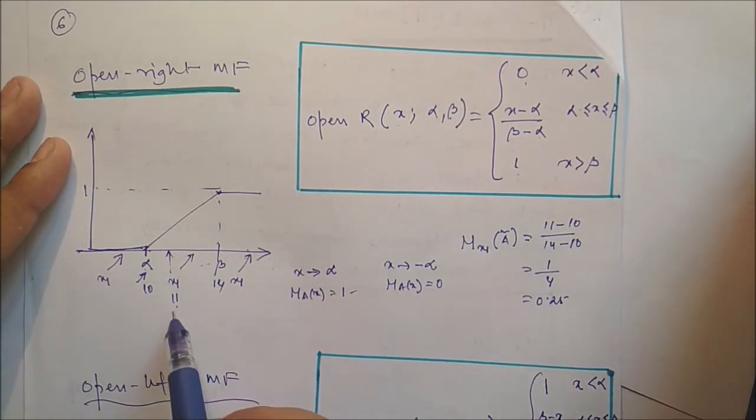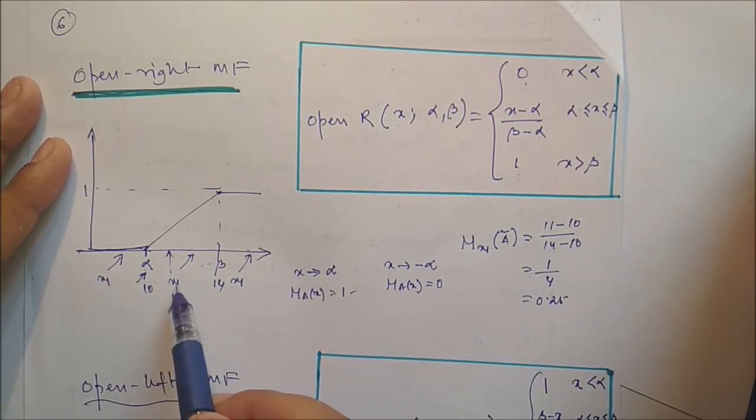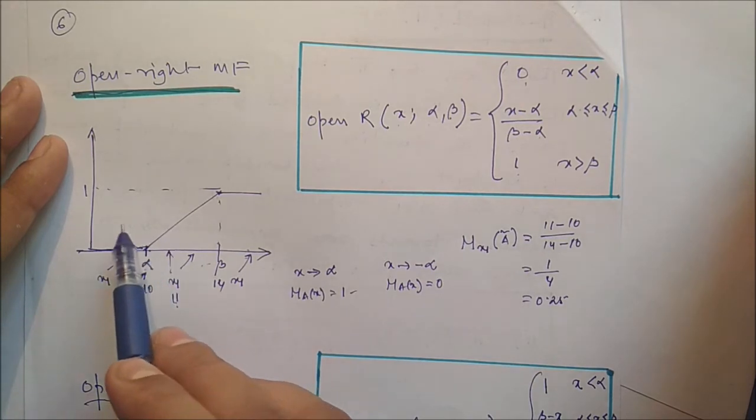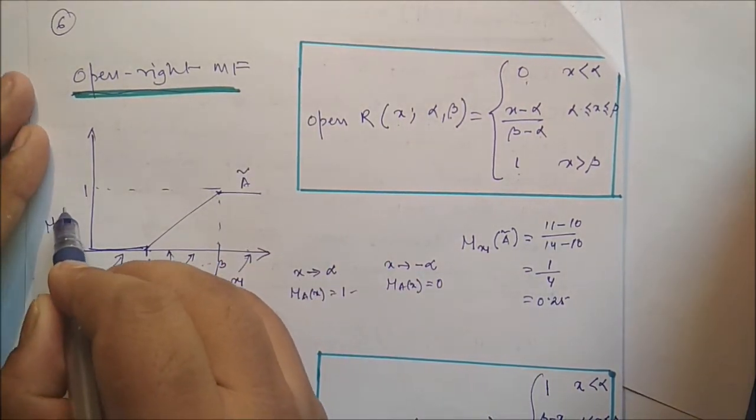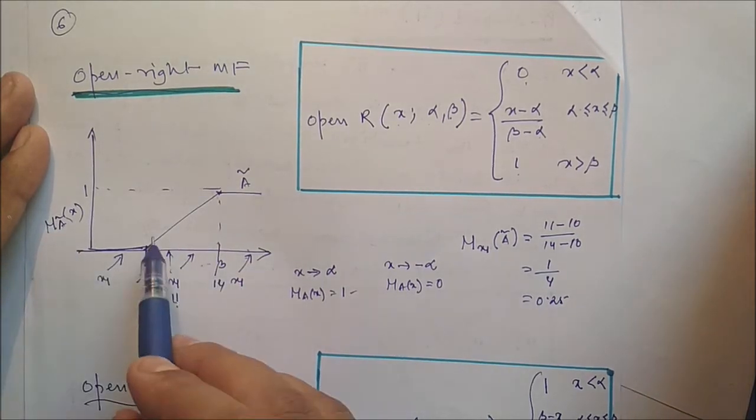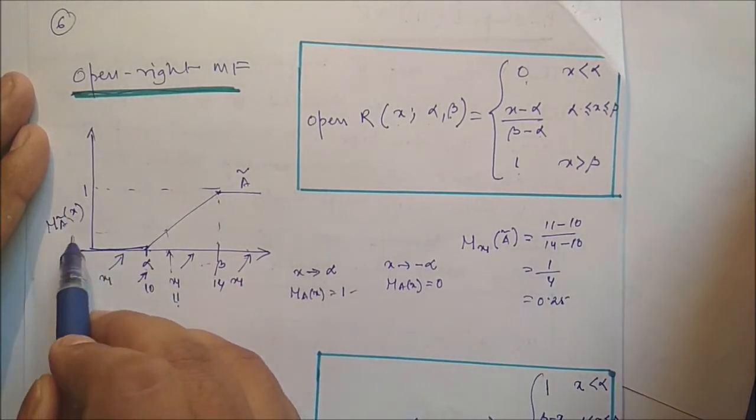So if the crisp value is 11, the associated membership value should be what? This is our A set, and this is our membership value. So the associated value is 0.25.